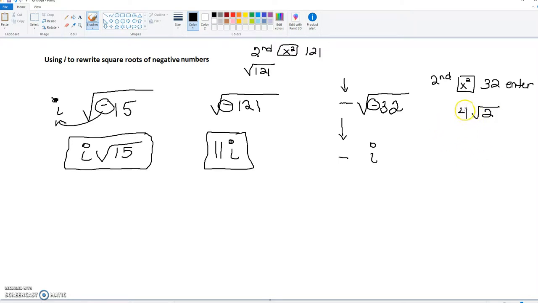Okay. Now, of course, if you are not using the cool calculator that I recommended, to break this down, of course, you need to find the perfect square that goes into 32, which is 16. So 16 times 2 gets you 32. And the square root of 16 is 4, which will come out of the radical, leaving you that 2 underneath the radical. So your answer for this last example is negative 4i square root of 2.